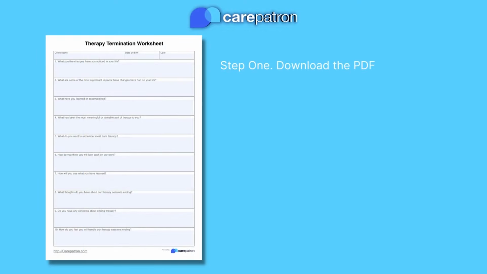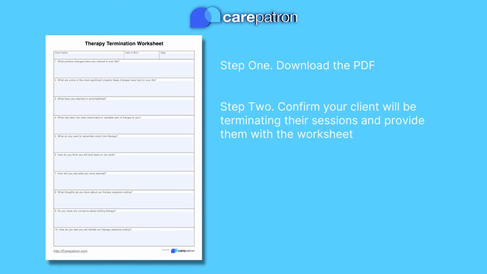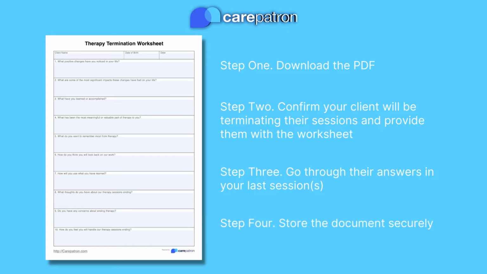The first step to start using this worksheet is to access the worksheet document, which you can do through the link on this page. Next, once you have determined that your client will be terminating their therapy sessions with you, provide them with the worksheet. Make sure you give them the worksheet with enough time for them to complete it, and for you both to go through their answers in your final therapy sessions. Finally, ensure you store the document securely.